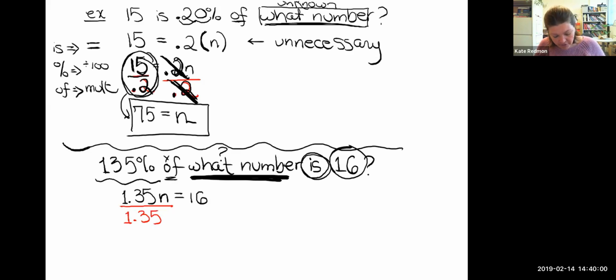I can do whatever I want to an equation as long as I do it to both sides. So there we keep our balance. On this left-hand side this time, multiplying by 1.35 and dividing by 1.35 cancel, leaving me with just that n dropping down. And on this side, here's my ugly division to do. I think my calculator is going to yell at me. It sure did. I got this long, ugly number.